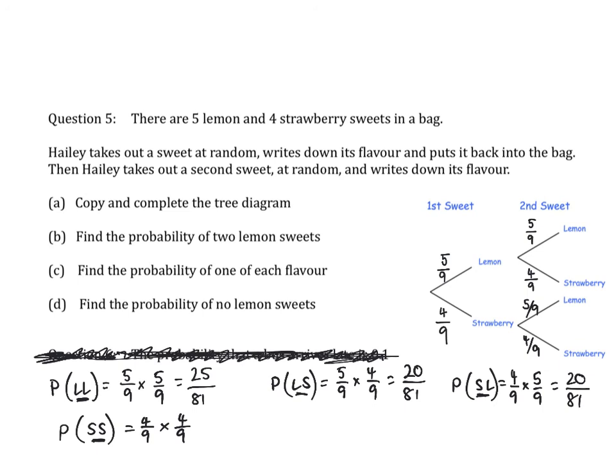So the probability of 2 lemon sweets, 25 over 81. The probability of 1 of each flavour, that's your 20 over 81s, add your 20 over 81s, which is 40 over 81. And the probability that we get no lemon sweets. Well, if we haven't got any lemon sweets, we must have 2 strawberry sweets. Oh, didn't write that answer in, sorry. So that's going to be 16 out of 81.